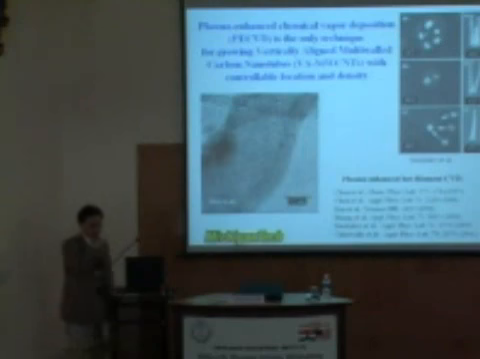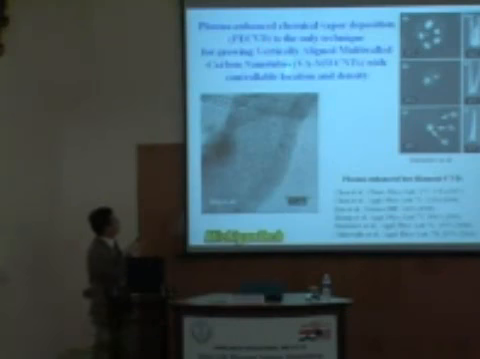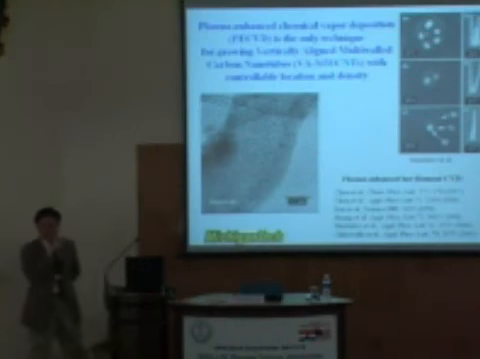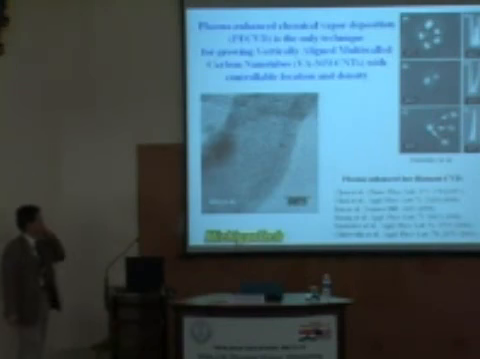Let me quickly go through some of the work on plasma CVD. This is the only way you can make vertically aligned tubes with controllable location and density. For instance, if you have 5 spots of the so-called catalyst particle here, you can make 5 pieces of nanotubes vertically aligned, or 2 of them, or just 1 of them. This work has been demonstrated by some other colleagues.